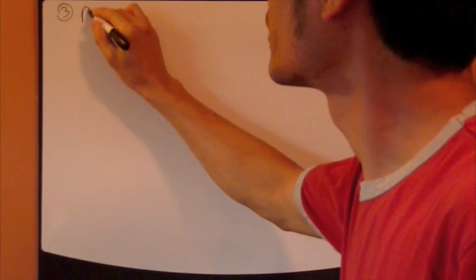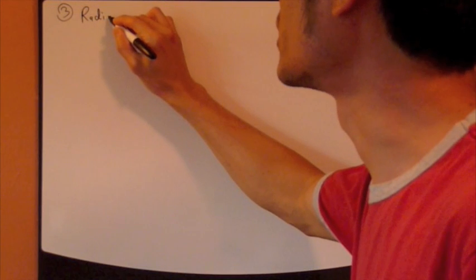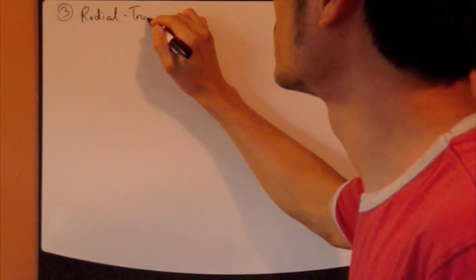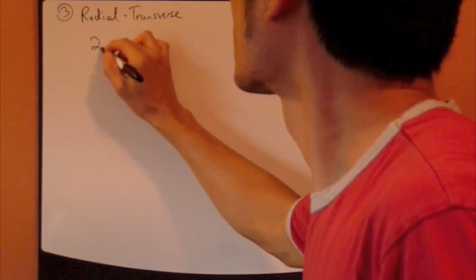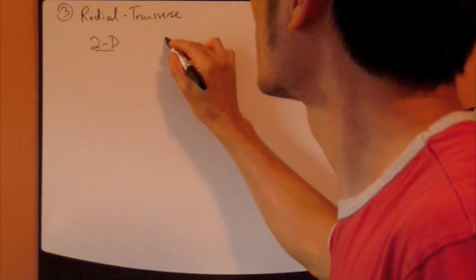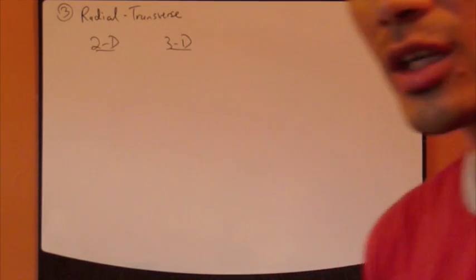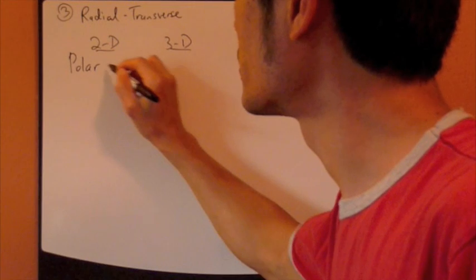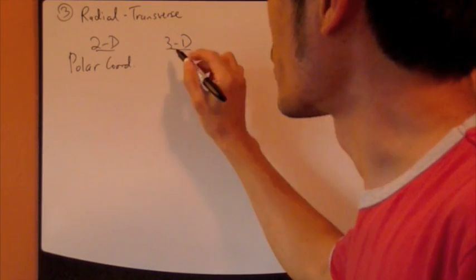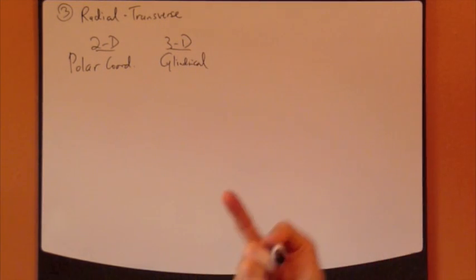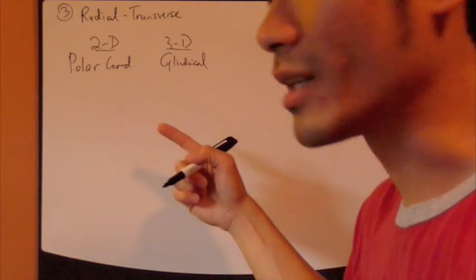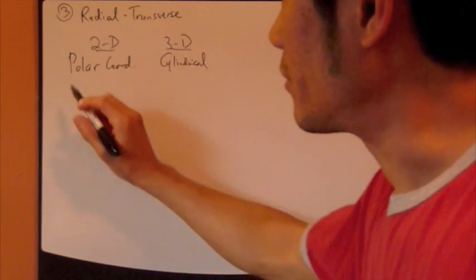Okay, the third kind of coordinate system that we can use to analyze curvilinear motion is called the radial transverse coordinate system. Now we can split it into two subcategories: 2D case and 3D case. 2D is called polar coordinate. For 3D, it's called cylindrical coordinate system, and they're very, very similar. They're basically the same thing, just that in 3D you have the third component.